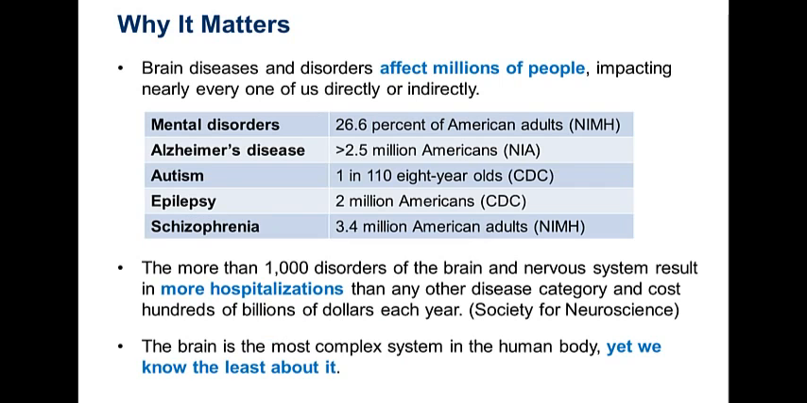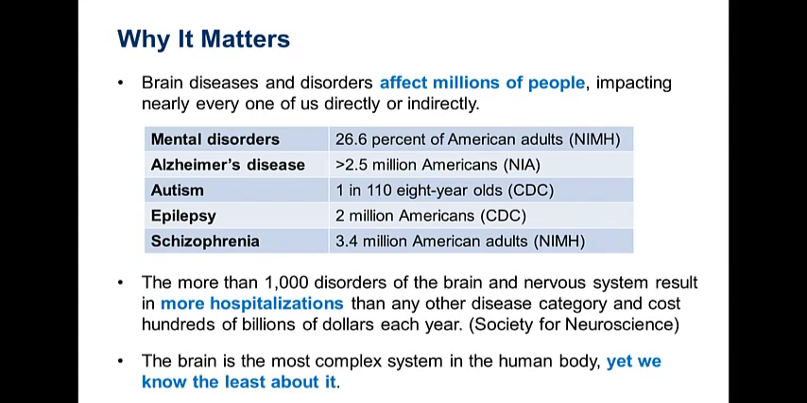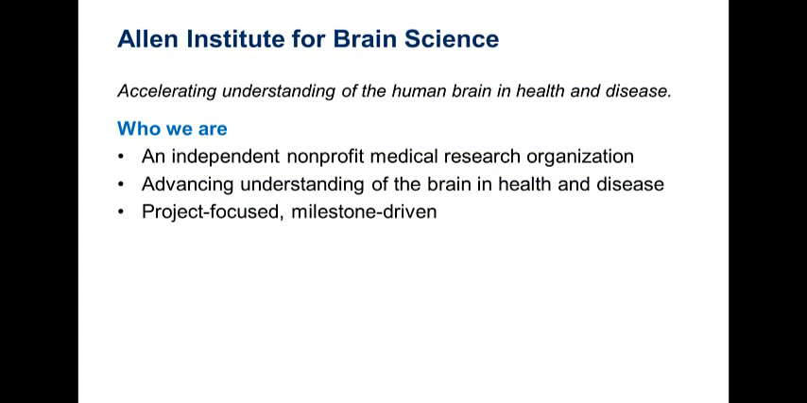You know, brain diseases and disorders affect millions of people, and here are just some of the statistics about it. The diseases and disorders of the brain are expensive. And the brain is the most complex system in the human body, and we know the least about it of all of our systems. That's why it matters.